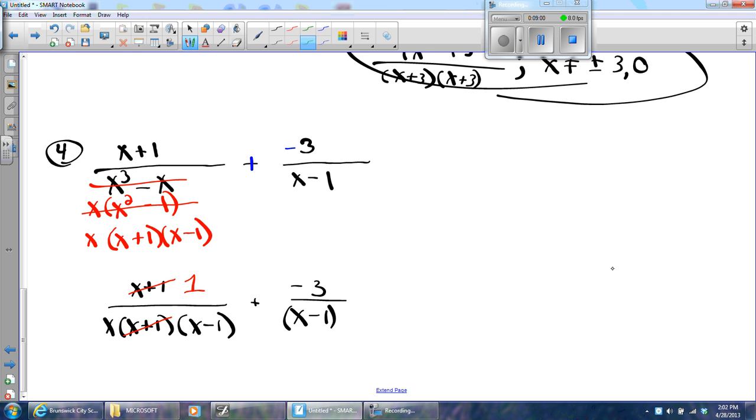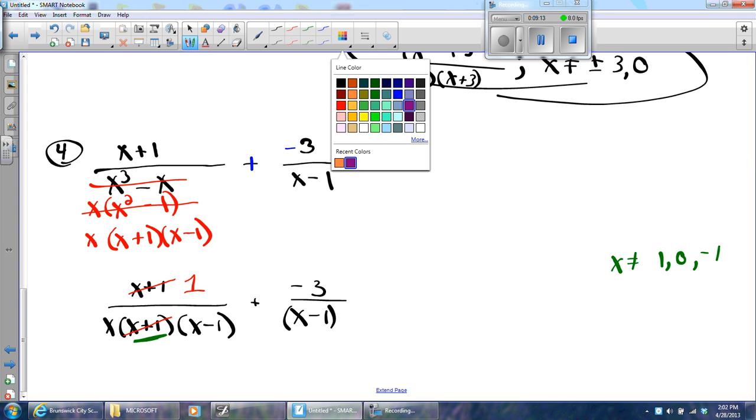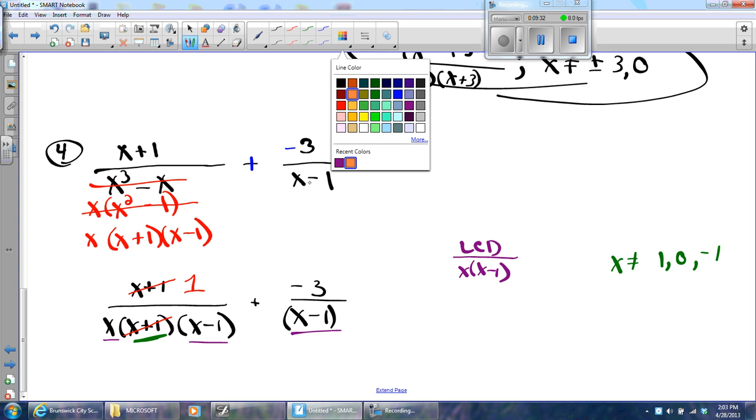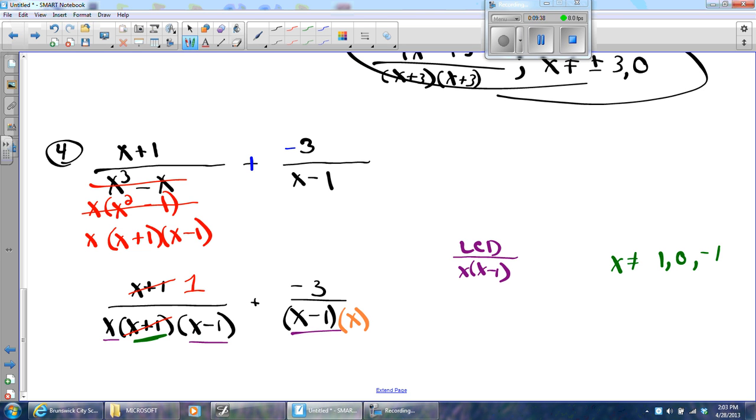Now, I'm going to do my restrictions right now. I know x cannot be 1 or 0, but I also know it can't be negative 1 because of that guy. He counts, right? So it can't be any of those numbers. Now I'm going to go look for the LCD. LCD, and it looks like I need an x and I need an x minus 1. Very good. So now we need to do nothing to the first fraction and multiply the second fraction by the x that it was missing.